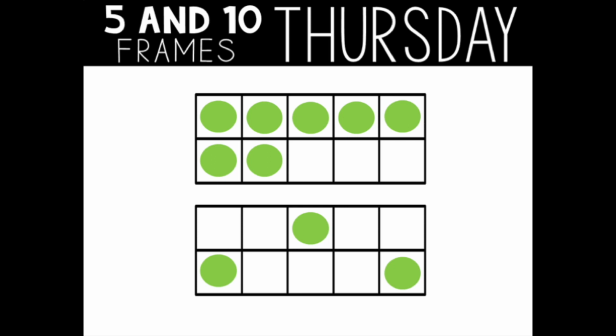After all the other slides, I'm thinking there might be a pattern. Let's see. 7 on the top, 3 on the bottom. 7 and 3 make 10. It does follow the pattern.